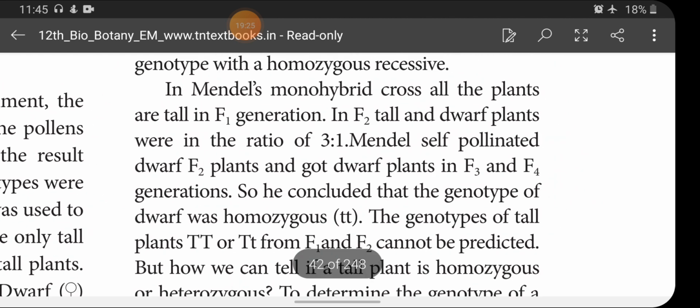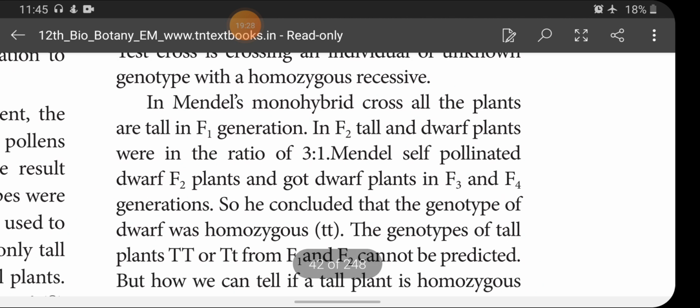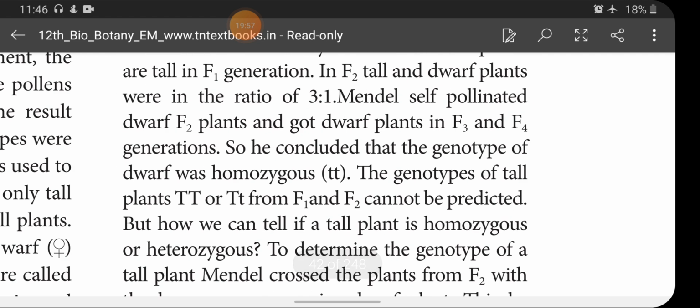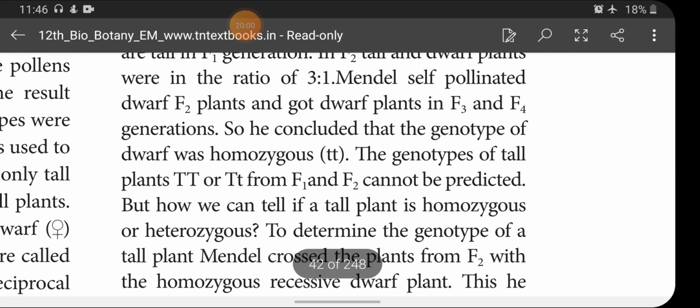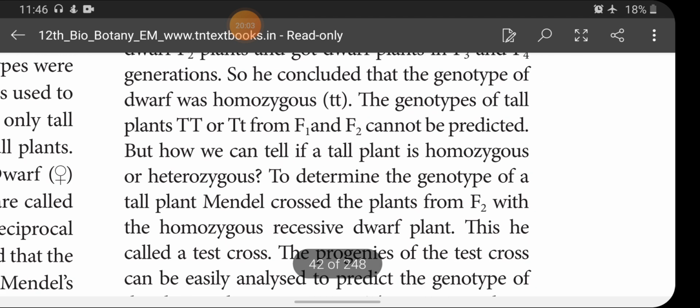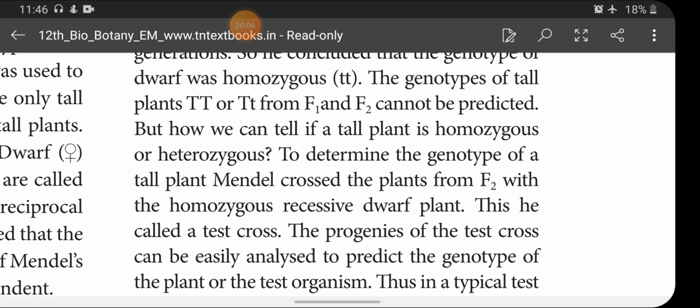What he is saying is, in Mendel's monohybrid cross, all the plants are tall in F1. In F2, there are 3 tall plants and one dwarf plant. Mendel self-pollinated the dwarf F2 plants again and got only dwarf plants in the F3 and F4 generations. So he concluded that the genotype of dwarf was homozygous small t small t. The genotype of the tall plant, capital T capital T or capital T small t, from F1 and F2 cannot be predicted. But how can we tell if a tall plant is homozygous or heterozygous?